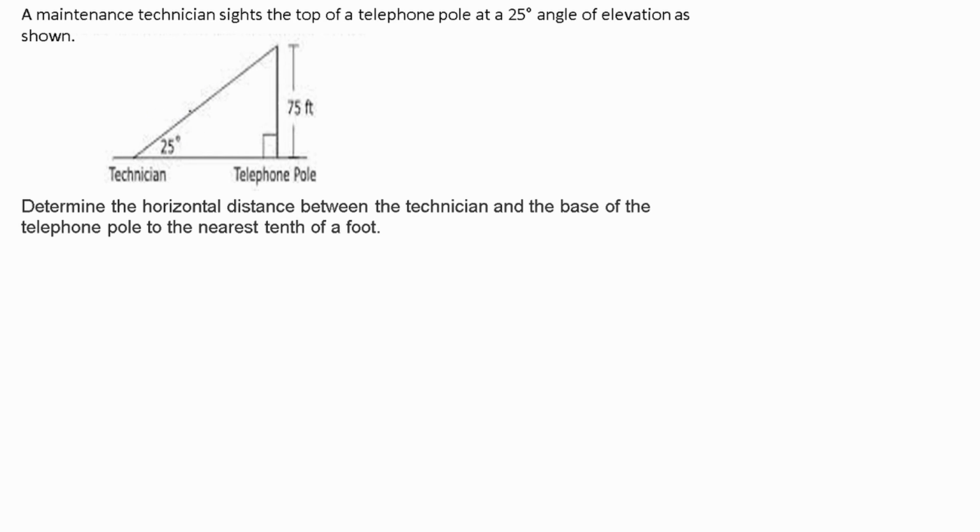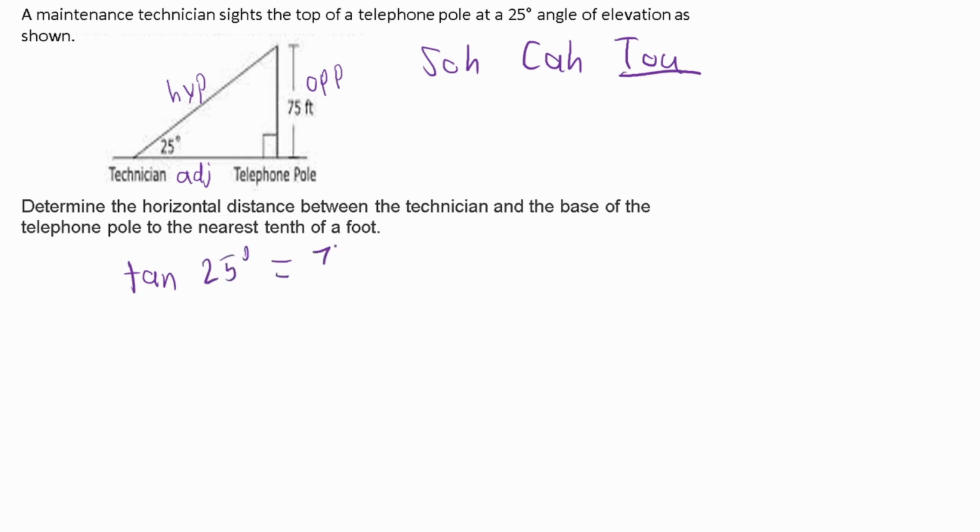So what we have to do is label our sides here in this triangle. This is my opposite side. Here's my right angle, so this means that's my hypotenuse. And last but not least, the side we're looking for is my adjacent side. So the two pieces we want are opposite and adjacent. What uses opposite and adjacent? My tangent. We could set this up. The tangent of 25 degrees is equal to opposite, which is 75, over what we're looking for, x.